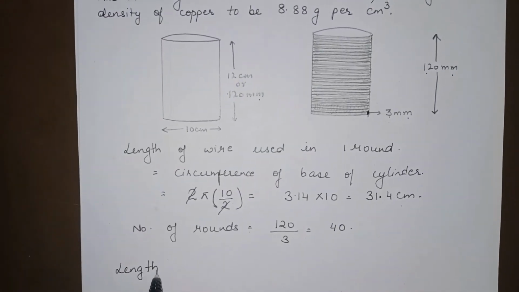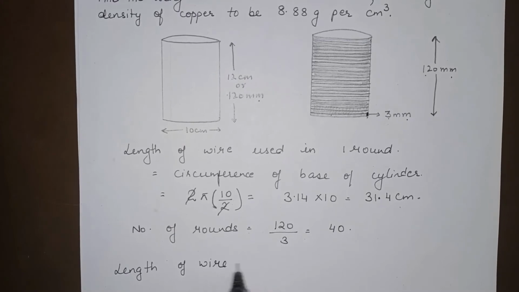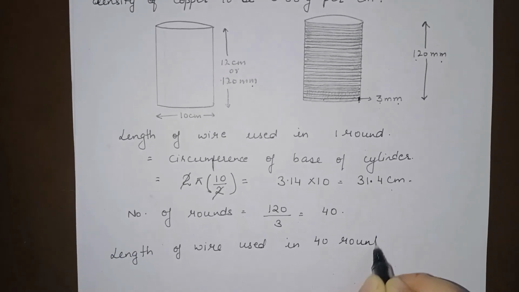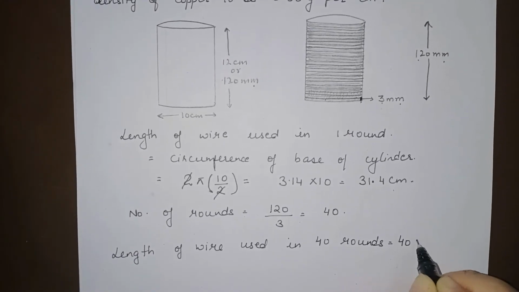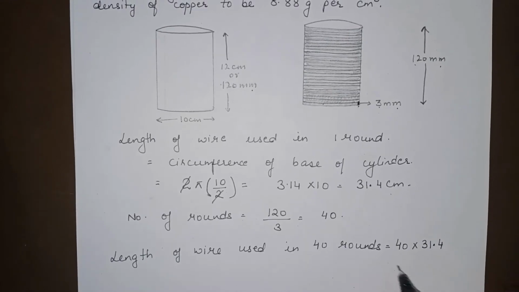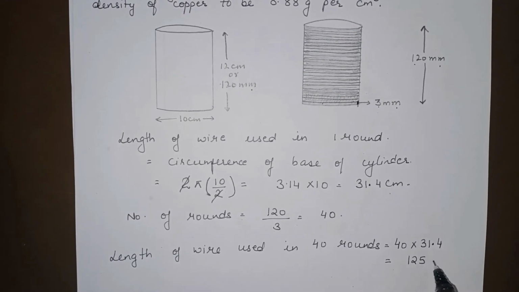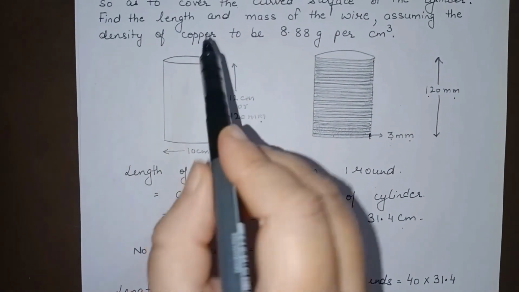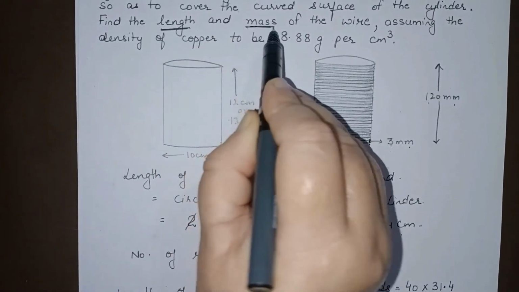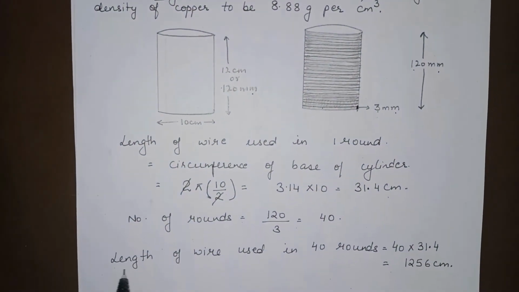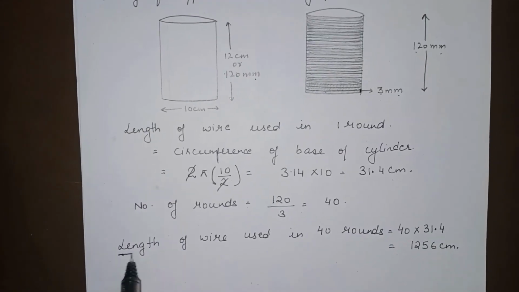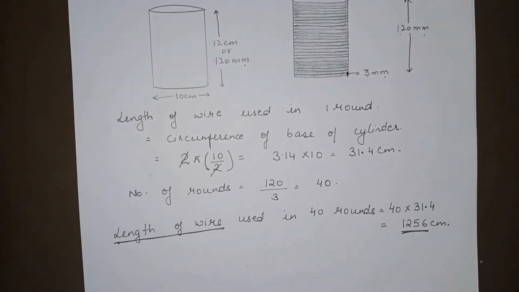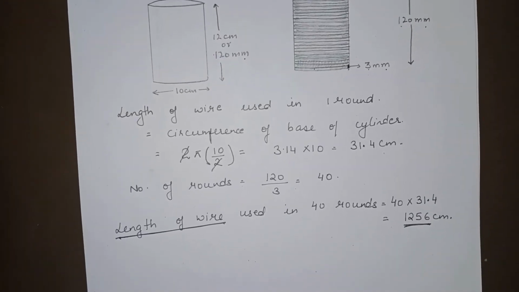So we will write length of wire used in 40 rounds, that will be equal to 40 multiplied by wire used in 1 round, and this will be equal to 1256 centimeter. See, the question is find the length and mass of the wire. So here we have calculated the length of the wire. Length of wire comes out to be 1256 centimeter.